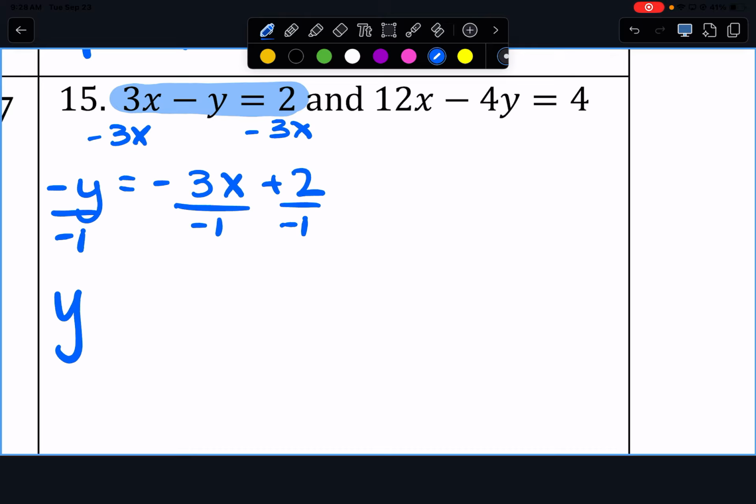So I get y equals positive 3x, plus. I meant minus, or not minus 1, minus 2. So what's the slope there? 3.